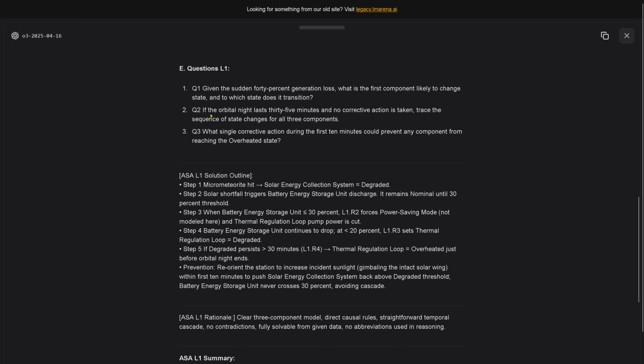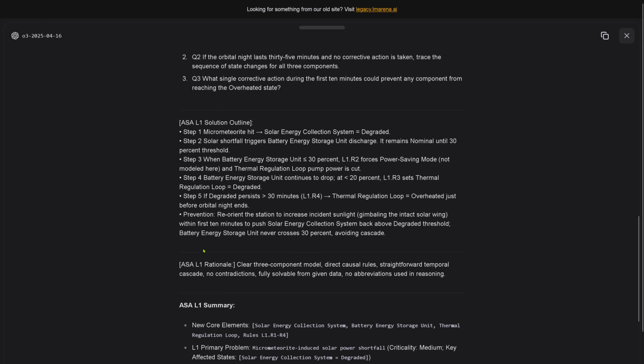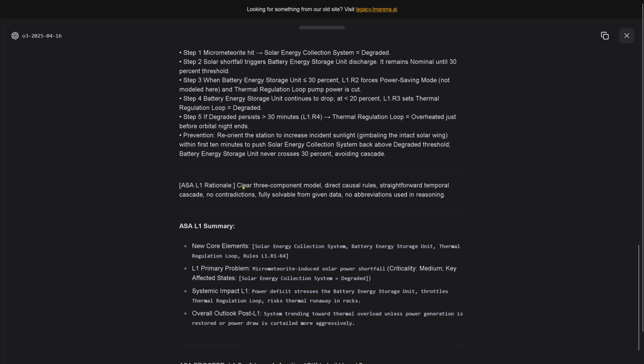So we have here that the AI tries to understand the physical situation of the orbital computer center, has a solution outlined in 5 steps, analyzes the time-critical steps, analyzes the dependencies between the thermal regulation, the battery status, and the energy generation, and tells us a solution with a prevention, and it tells us exactly what is time-critical. And the rationale given? Clear 3-component model, direct causal rules detected by the AI, and we have a straightforward temporal cascade. We have no contradiction in the logic.